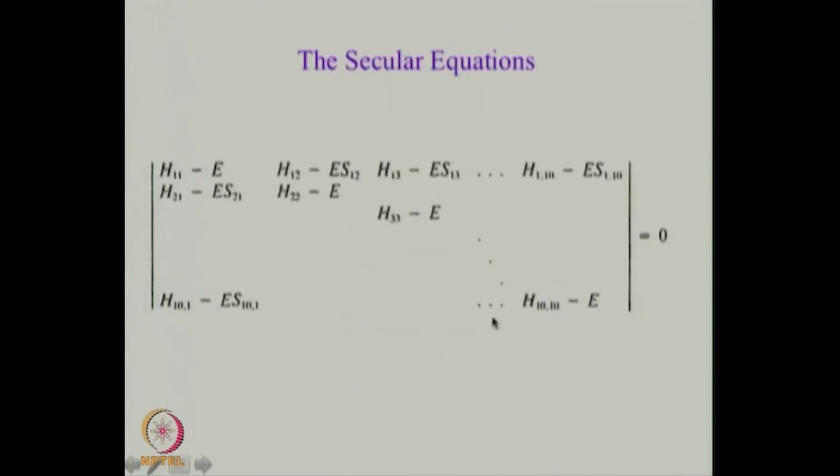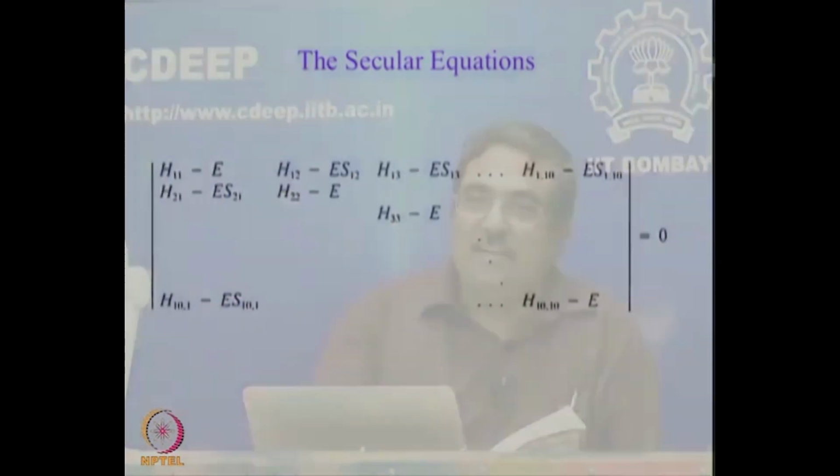This is the secular determinant for your naphthalene. What is n here? What is the order? 10, right, 10 atoms. You want to solve this determinant, you are going to get an equation in E to the power 10. Of course, it is solvable, you can do it, but what we will see is we do not have to do it. We can use symmetry to break it down into smaller equations.